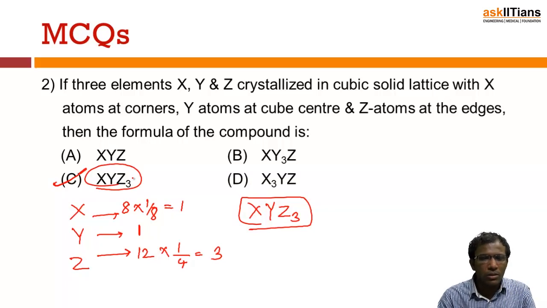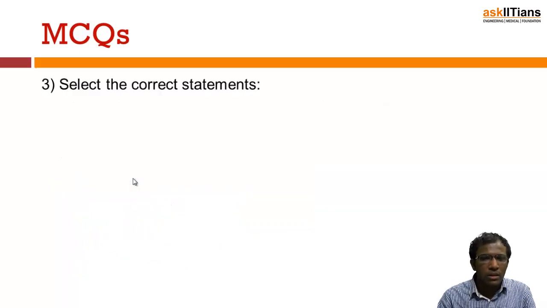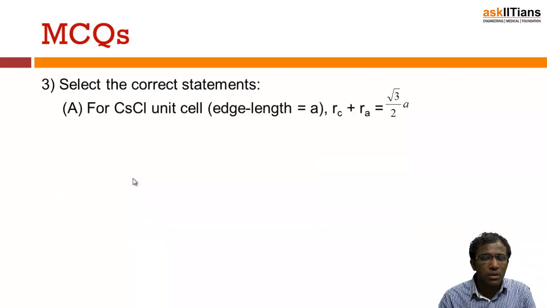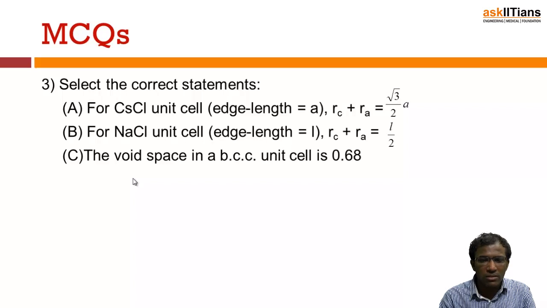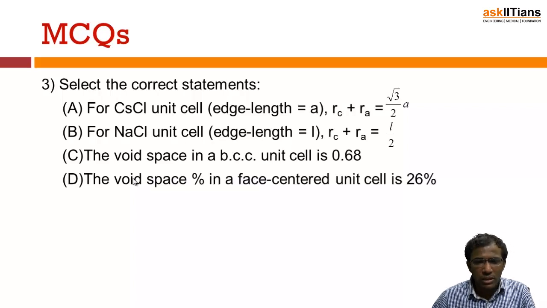Okay, so let's move to the last question, the last MCQ. Select the correct statements. For cesium chloride unit cell, the radius of cation plus radius of anion is equal to root 3a by 2, and for NaCl it is given. The void space in BCC is given, and the void percentage in face centered unit cell is 26%.